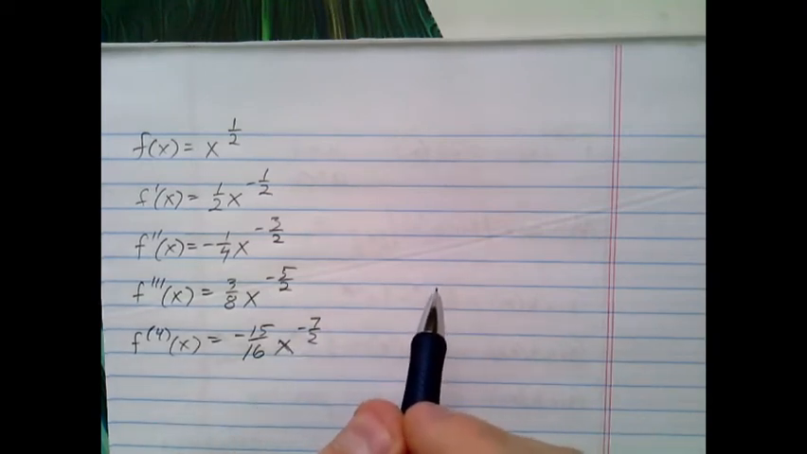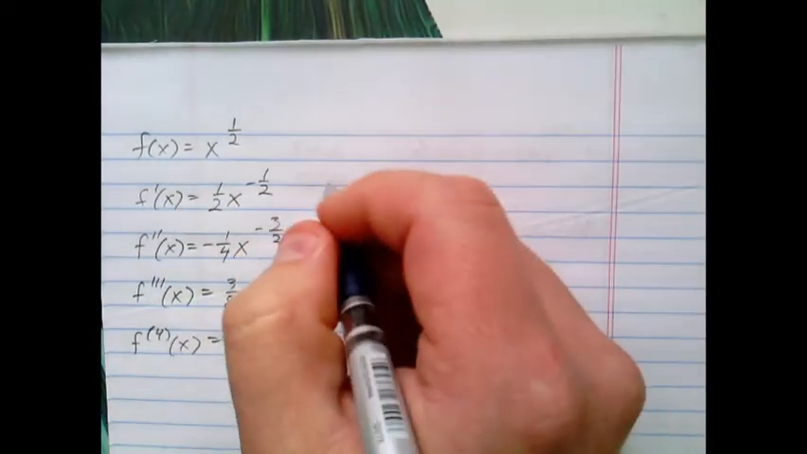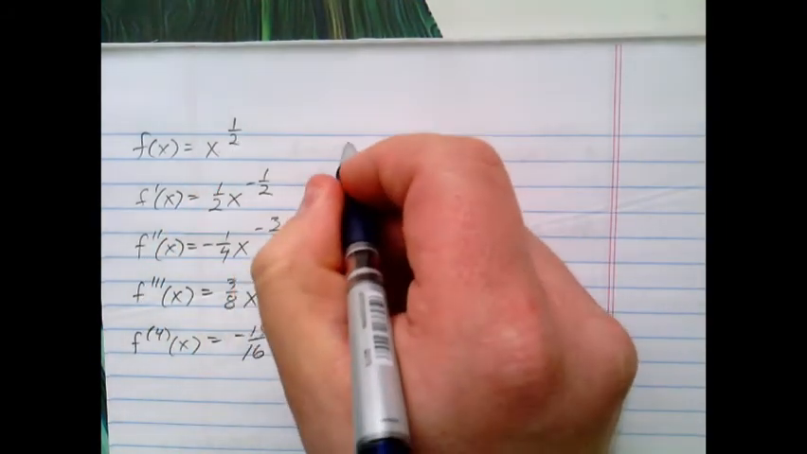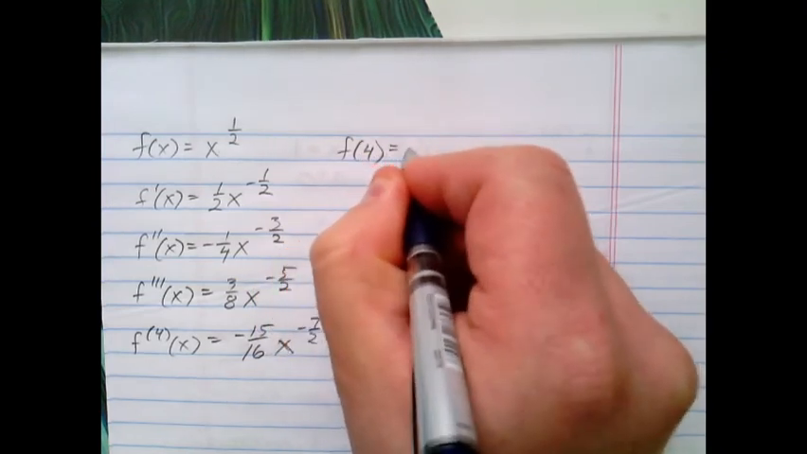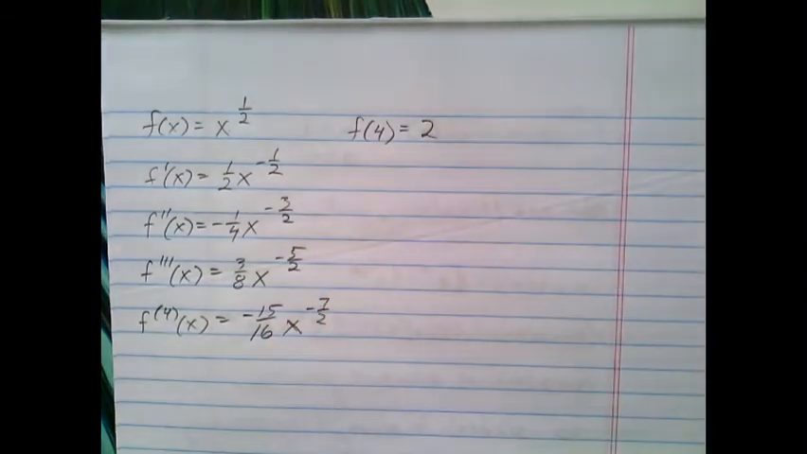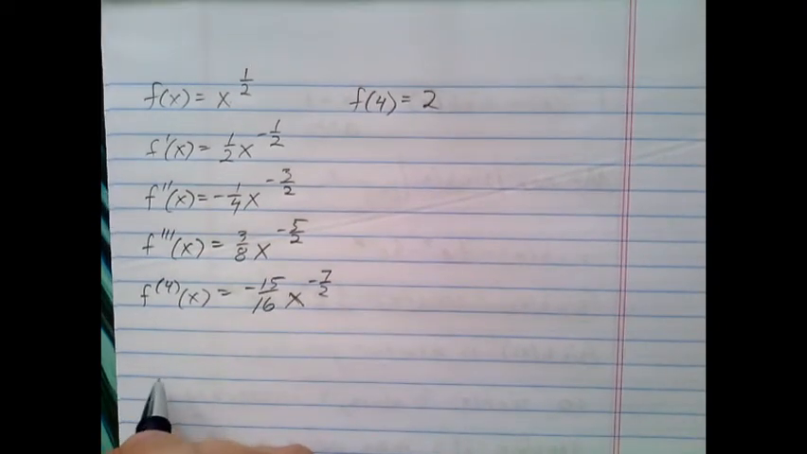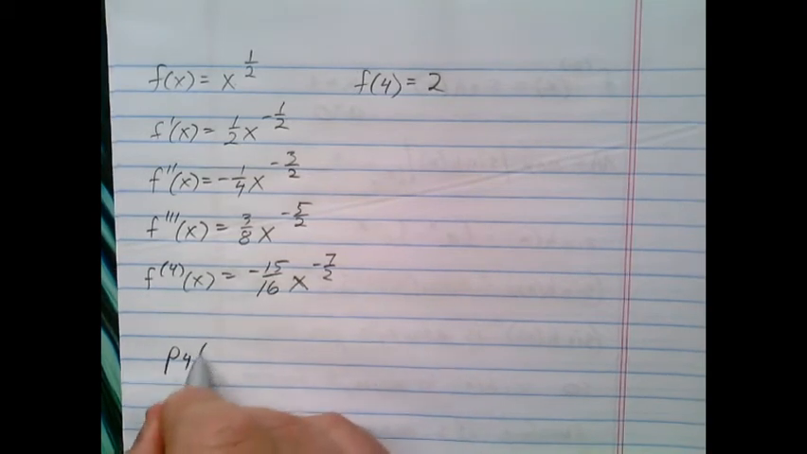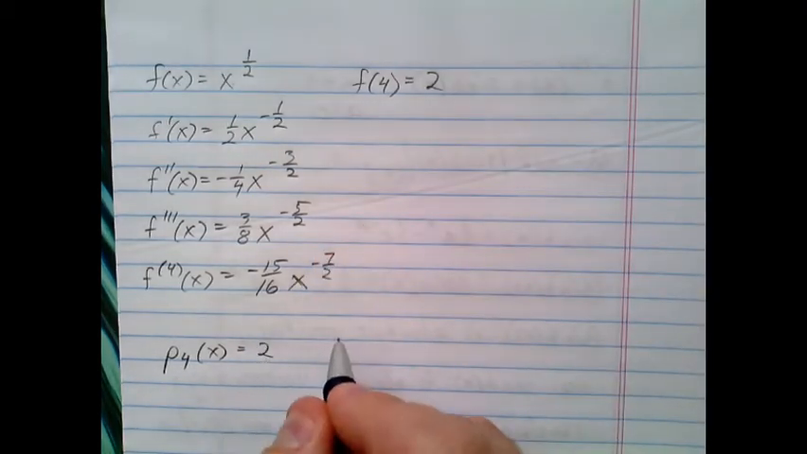Now, we're centering this Taylor polynomial at x equals 4, so 4 is the number I've got to plug in for the x's. Now 4 to the 1/2 is square root of 4, that's 2. So f of 4 is 2. So that's going to be the first term of my polynomial. I can start building my polynomial down here as I work on this. So this is the 4th degree Taylor polynomial, and the first term is just going to be a 2.